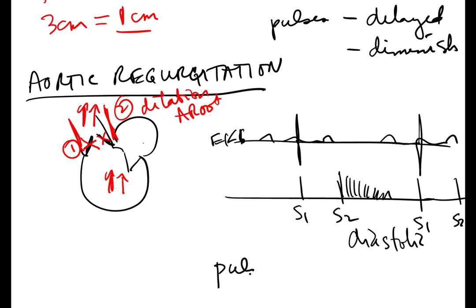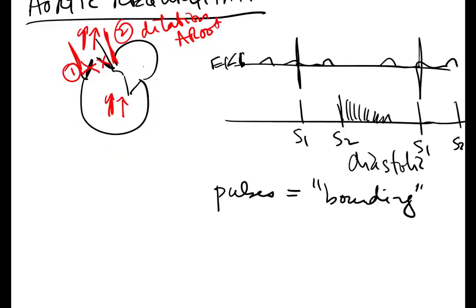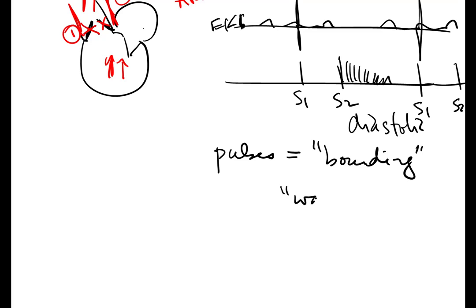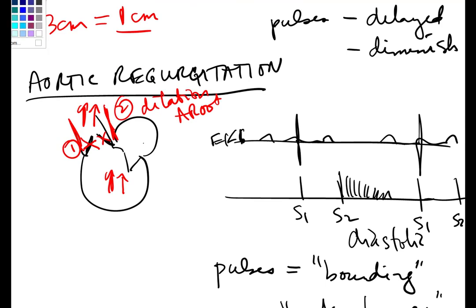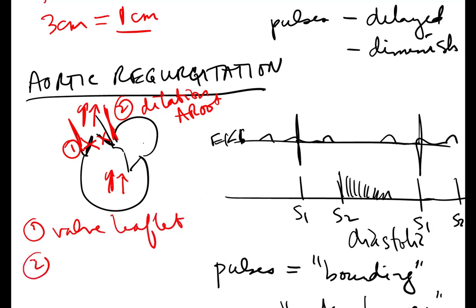Remember, we're also going to see very abnormal pulses here. These are going to be bounding pulses. The patients can actually feel them pounding into their head, and when you palpate them yourself, you're going to feel the so-called water hammer of a rapid onset and then collapsing pulse peripherally. So notice the aortic valves not only give you a murmur, they also give you a pulse finding. When we talk about the causes, one is going to be abnormalities of the valve leaflets, but the second is going to be all the causes of aortic root dilation.